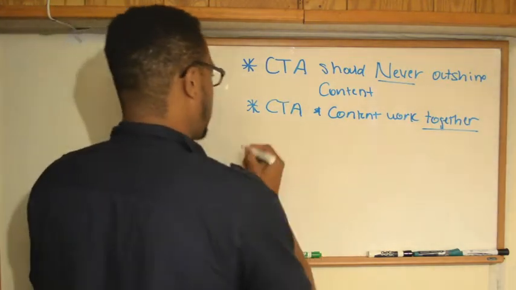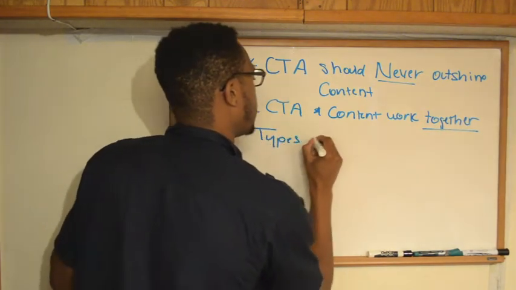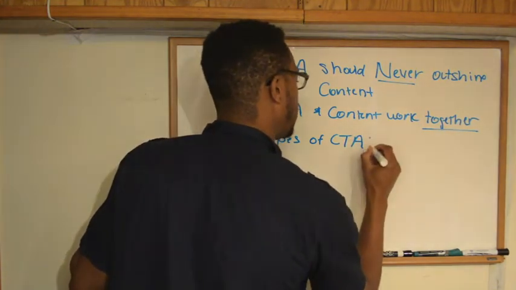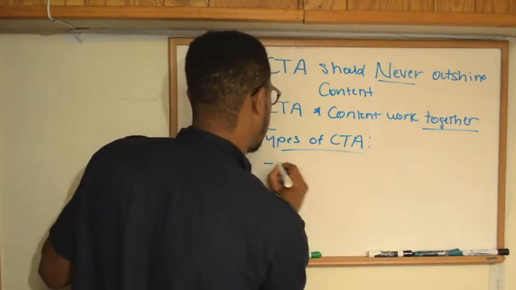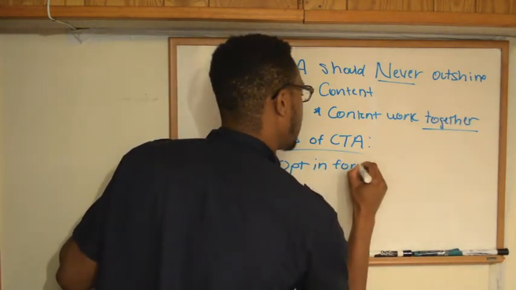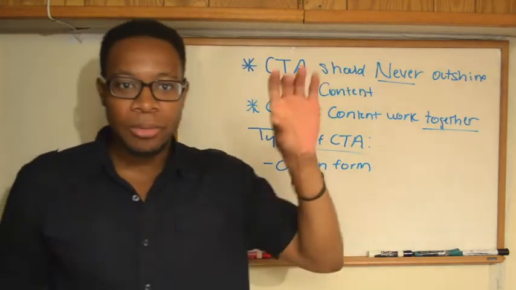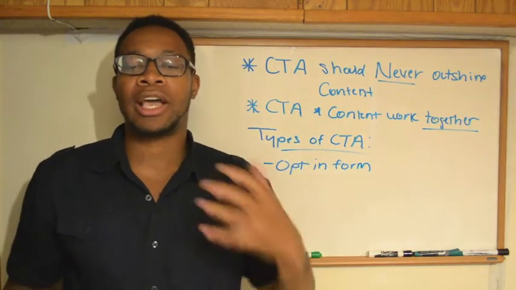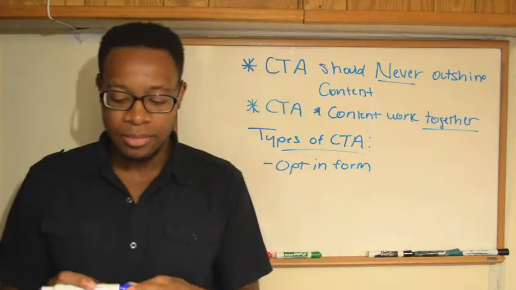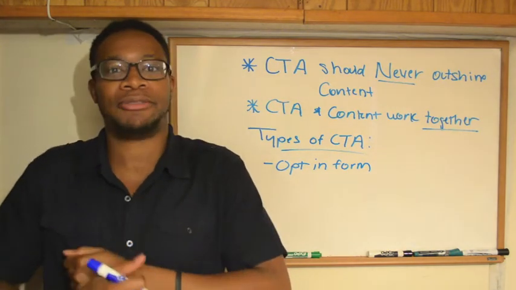So first, I'm going to write types of CTAs for your website. The first thing is your opt-in form. Now, if you look on my website, to the right side of the video, somewhere on the side, it has a little bit of copy on there. With my call to action at the end of this video, they go hand in hand. And with your opt-in form, to me, that is like the first line of defense.